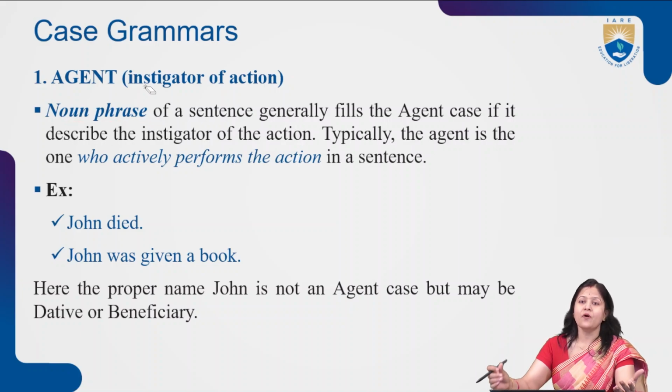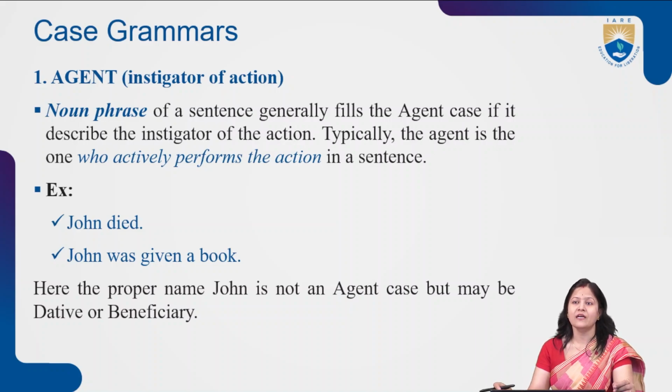But if somebody is performing the action, John is eating an apple. That means John is performing the action, eating an apple. So in that case, we can say John is an agent. But in the first case, you can see John died. For dying, nobody performs any action. That is why John is not considered as an agent, even in the second case also.